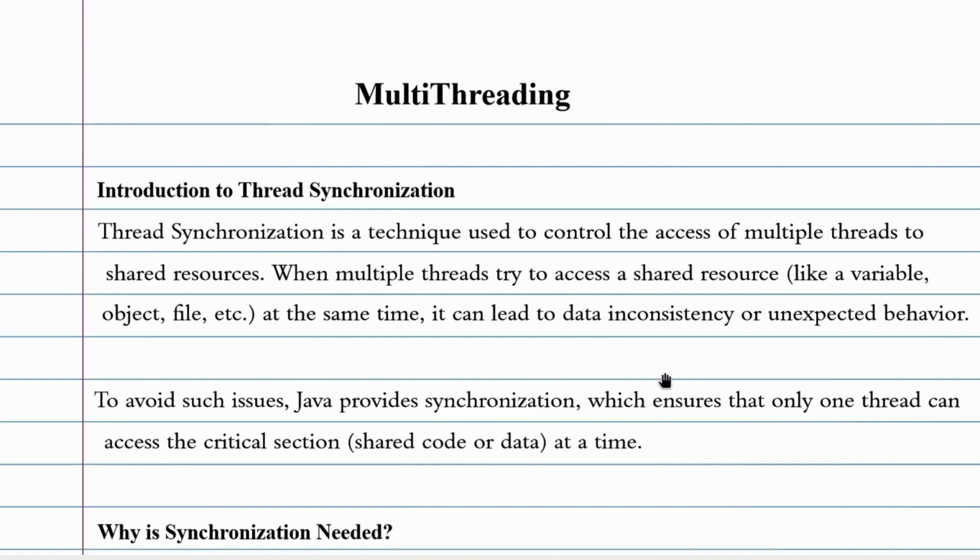To avoid this, if we make the function synchronized, then we will get to know that this is the table of 5, this is the table of 10 and this is the table of 15. So we will clearly see it with our naked eyes.